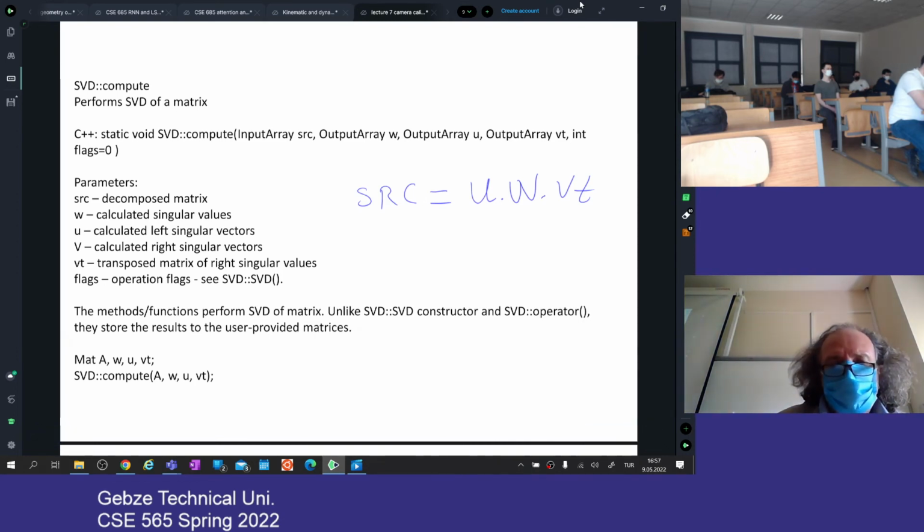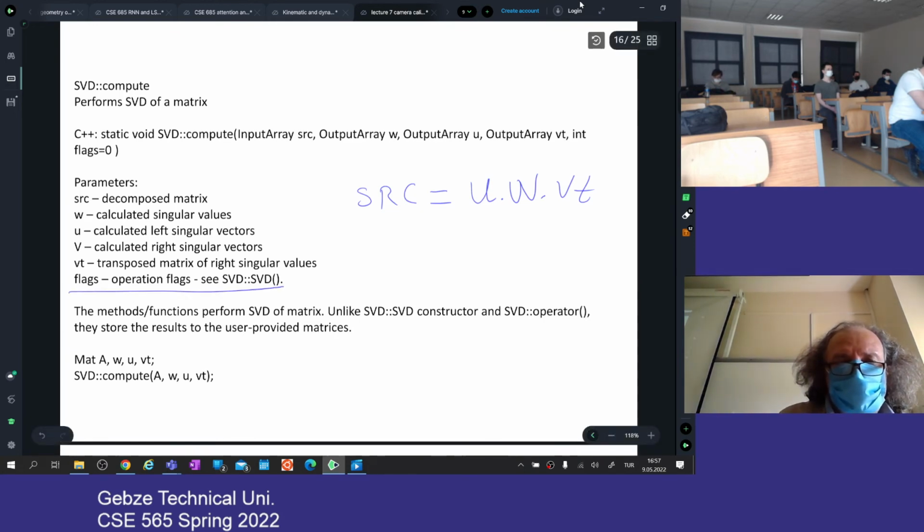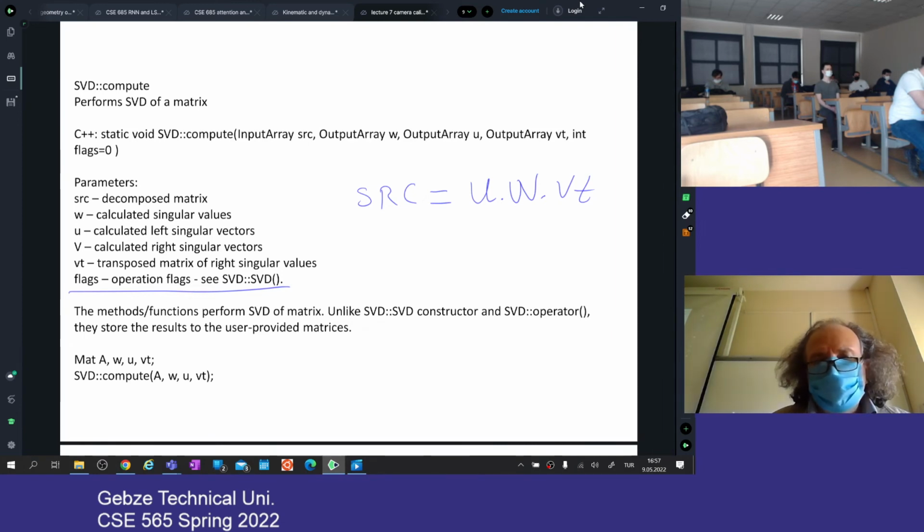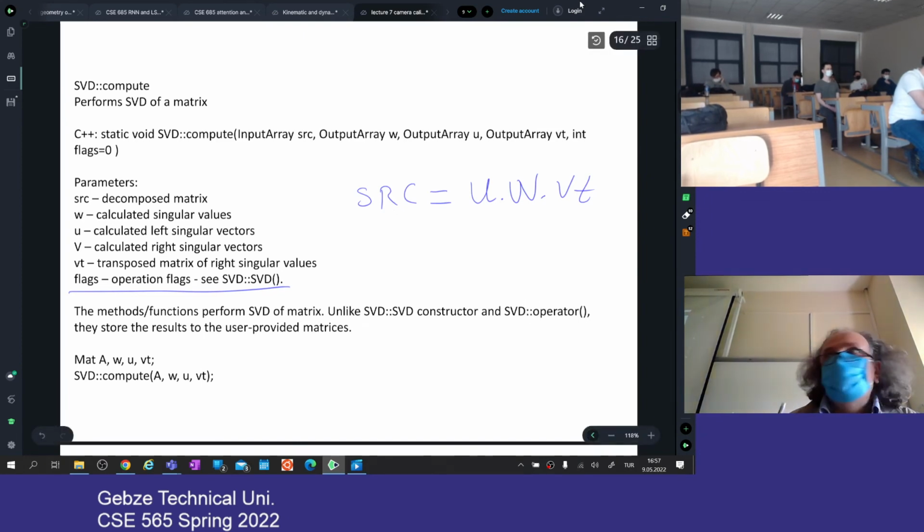And of course, there are different ways of calculating the singular value decomposition, and you can change the way it is done, but usually the default one is good. That's it. So OpenCV will help you to get those values. Any questions?